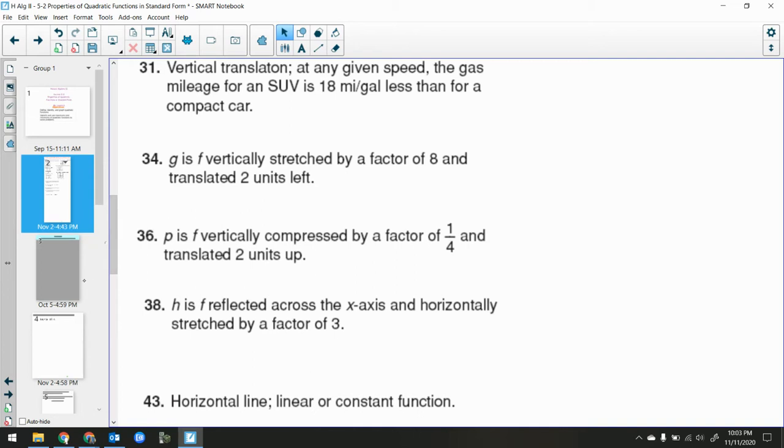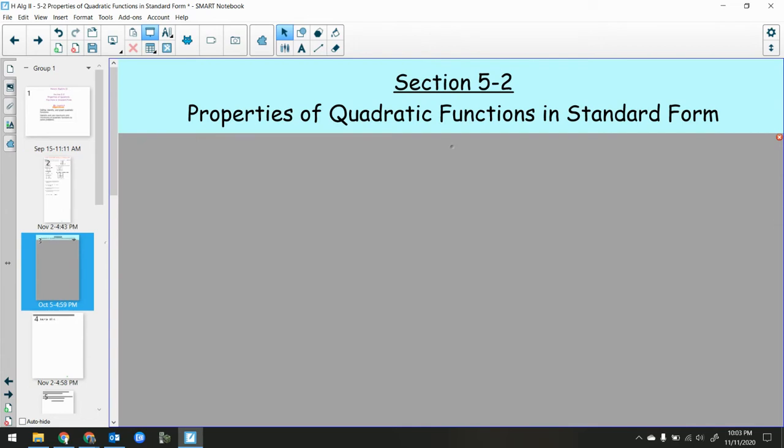Okay, so let's get guided notes. If you have not already gotten them from the sub, make sure you get those. This is section 5.2, properties of quadratic functions in standard form. One thing that we talked about yesterday was quadratic functions in vertex form, but now we're going to talk about them today in what's called standard form, and we'll find the relationships between them.